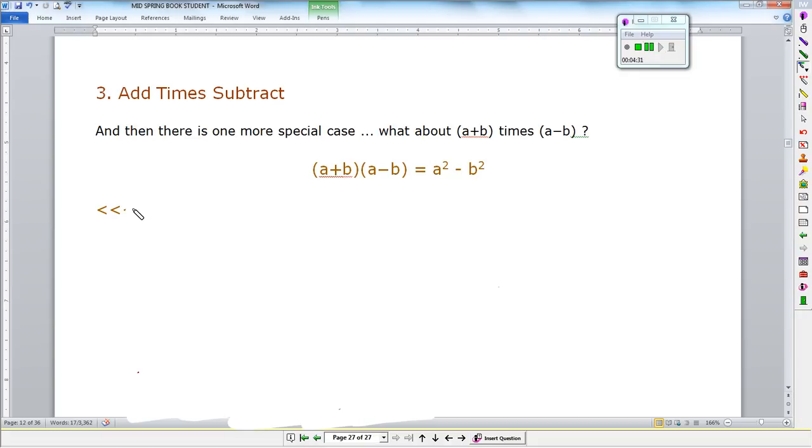Okay, so for case number 3, what happens when you try to find the product of a sum and a difference of your two binomials? So let's do the math here. We have (a + b) times (a - b).